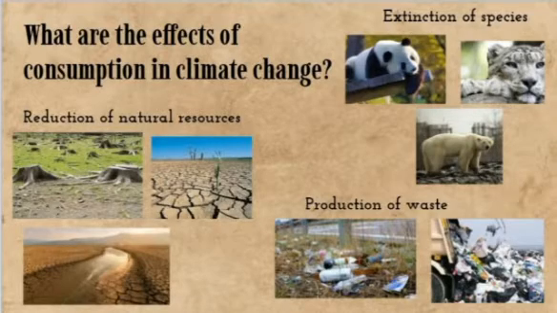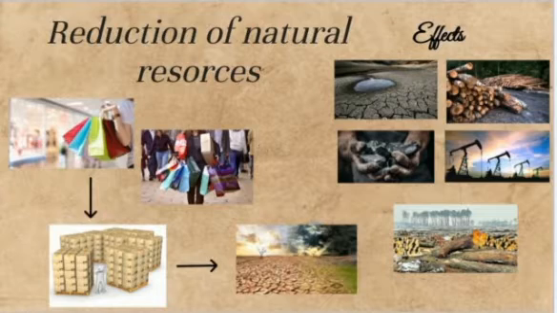Now we are going to talk about the effects of consumption in climate change, such as the reduction of natural resources, the production of waste, the extinction of species, etc. First of all, the reduction of natural resources is caused by consumerism, because mass buying causes mass production. Therefore, natural resources are consumed faster than they can be replaced. The effects are water shortage, deforestation, destruction of habitats.